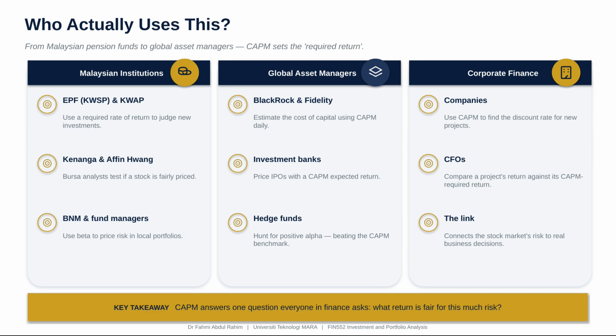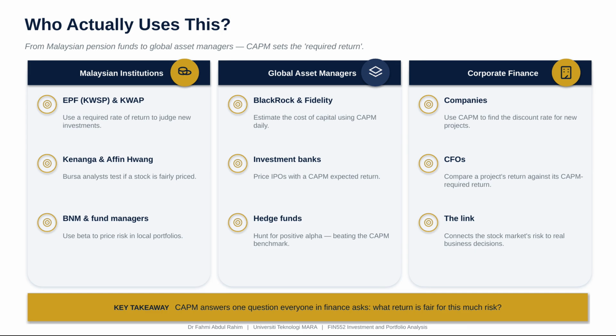In the middle column, global asset managers. The biggest names in the world, BlackRock and Fidelity, estimate the cost of capital using CAPM as a matter of daily routine. Investment banks use a CAPM expected return to help price new share offerings, or IPOs. And hedge funds are constantly hunting for positive alpha, which means beating the CAPM benchmark.